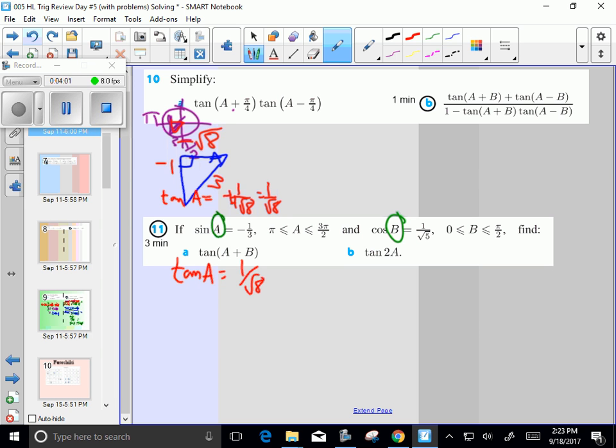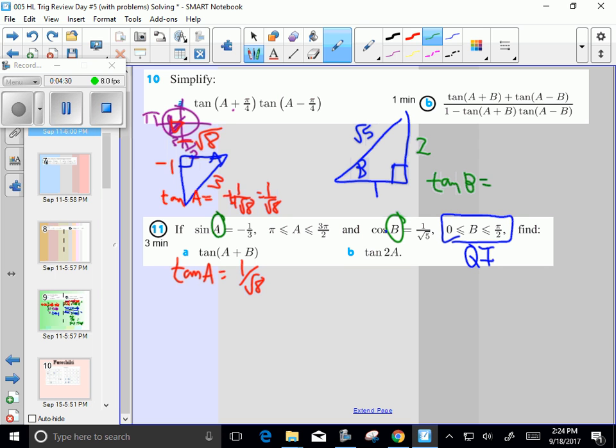Now we got to find B. So you start over again. Which quadrant will this one be? First one. So you have a triangle here. This is B. The cosine is 1 over square root of 5. So this is going to be what on the opposite side? 2. 5 minus 4 is 1. So it makes sense. Or 1 plus 4 is 5. So the tangent of B is kind of a weird one here. It's going to be 2 over 1. So we have the tangent of A. We have the tangent of B.